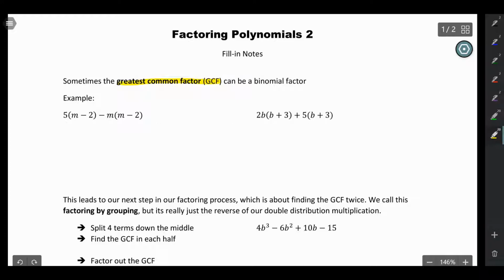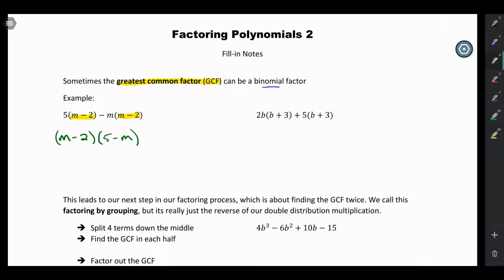The thing that I want to talk about right now though is that this greatest common factor could be a binomial factor. So in my first example, I have 5 times m minus 2 and negative m times m minus 2. So these two pieces are each multiplying with m minus 2. That makes m minus 2 their greatest common factor. So I will take that and I will pull it out front. And then I will write what was left from that multiplication. So 5 and negative m.